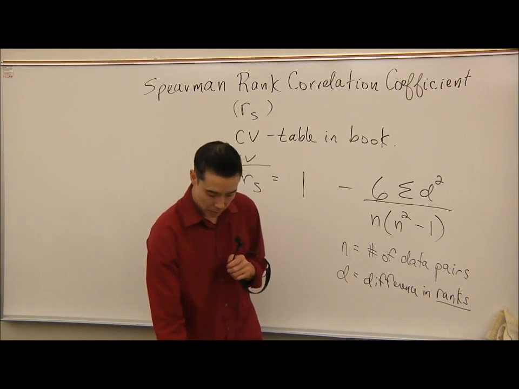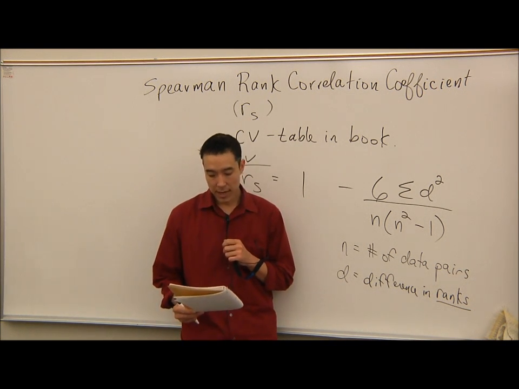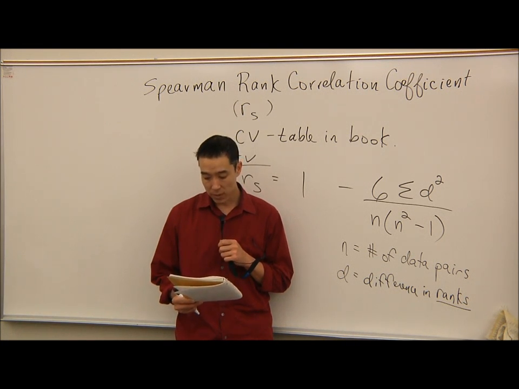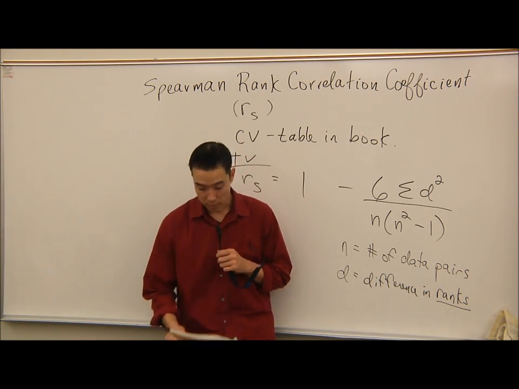All right, let's jump into an example here. Six actors were ranked by male and female patrons for their ability and appearance. The data are shown below. At alpha equals 0.05, is there a relationship between the rankings?